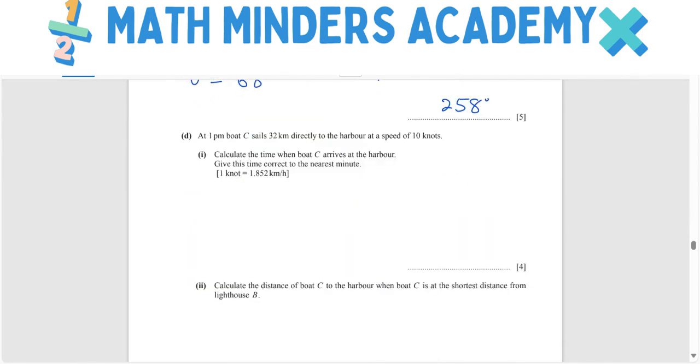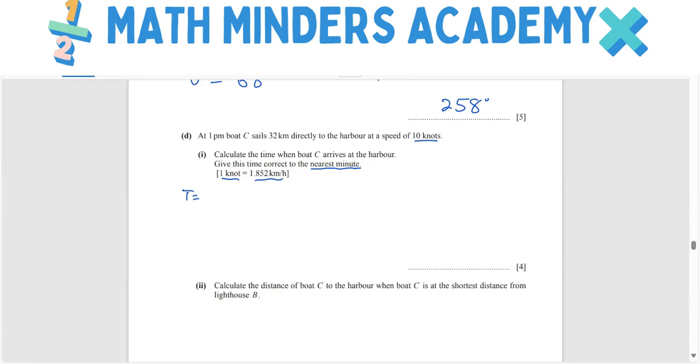Question 6D says at 1 p.m. boat C sails 32 kilometers directly to the harbor at a speed of 10 knots. Calculate the time when boat C arrives at the harbor. Give this time correct to the nearest minute. Take note of this, nearest minute. And 1 knot is 1.852 kilometers per hour.